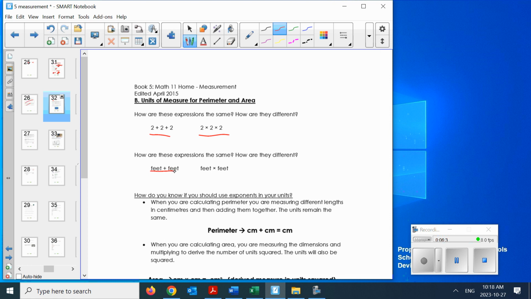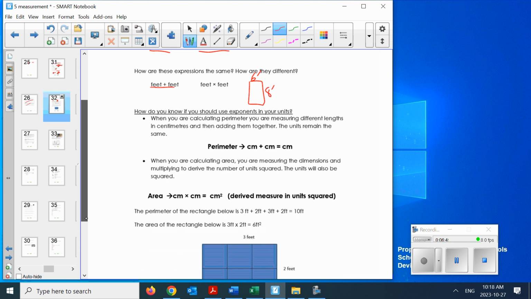Whereas if you multiply, you have a 6 foot by 8 foot. You multiply that, you're going to get feet squared because you're going to figure out how many little squares fit inside there. Okay? That's how they're different. They're only the same because they involve feet.